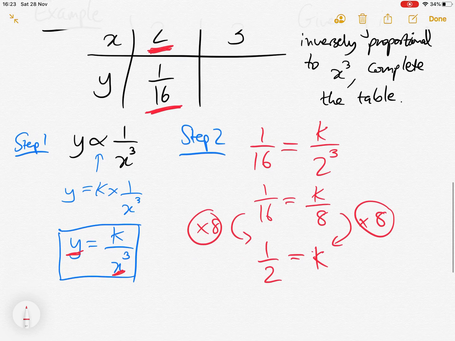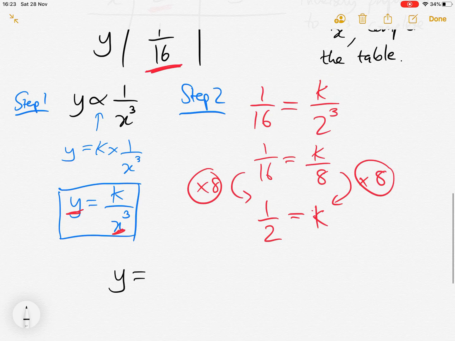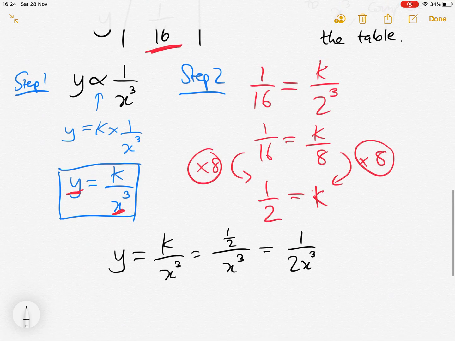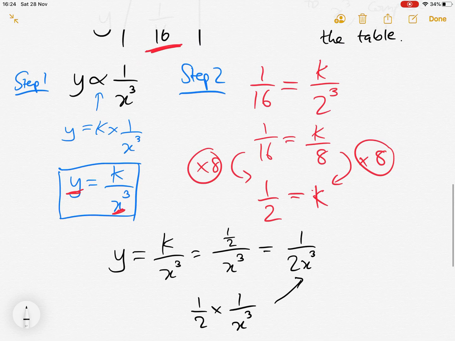And then we can put that back into the formula in step 1. So y is k over x cubed. That's a half over x cubed. So if we like, we could bring down the 2 into the denominator. Why is that? Well, if you have a fraction divided by something else, what we've really got here is a half times 1 over x cubed. And then we can multiply the top and multiply the bottom to give us 1 over 2x cubed.